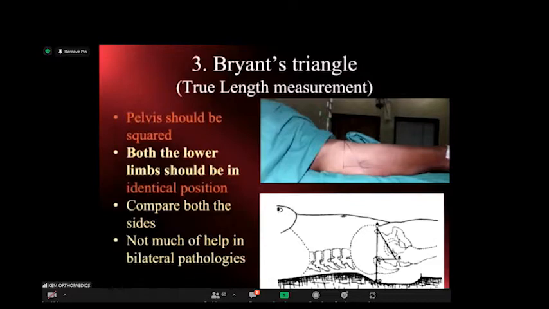Both the lower limbs should be in identical position. That means if the knee flexion deformity is there, that much amount of flexion deformity also has to be given. And it is not much of help in bilateral pathologies. Only in unilateral pathology will Bryant's triangle help you.